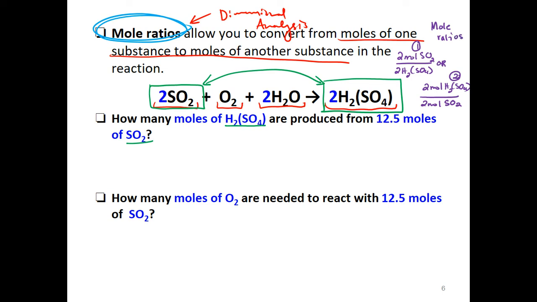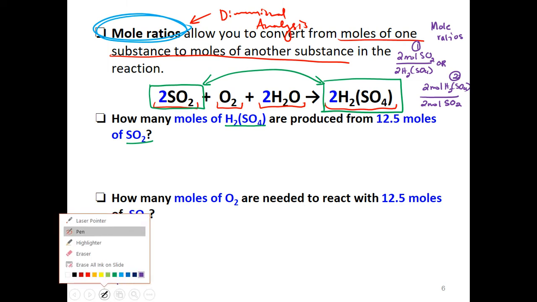For the mole ratios, you only have to use one of them to solve this problem, and the one that you pick will depend on which compound you're starting with and which compound you want to end up with. Remember, one of the units must get cancelled out in dimensional analysis, so it depends on which unit needs to get cancelled out, like what needs to be on the bottom. Let's read the question again. I'll pick a different color.